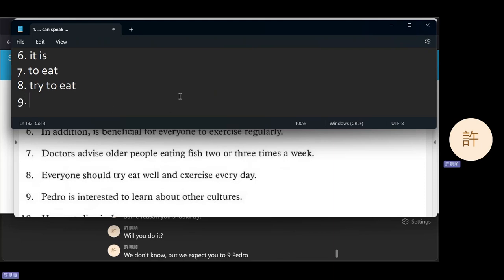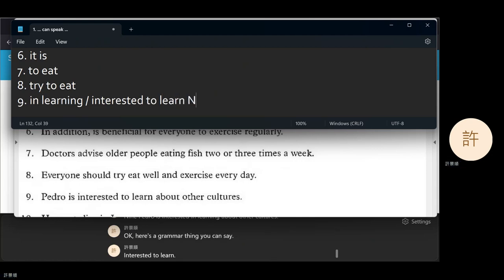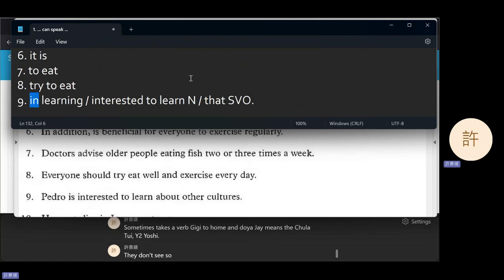9, Pedro is interested in learning about other cultures. Okay, here's a grammar thing. You can say interested to learn something. And this something might be an entire sentence. But if you use about, you must use in learning. Because interested in, the word in always takes a noun. Every preposition takes a noun except for to. To sometimes takes a verb. 介系词后面都要接名词除了to以外, to有时候接动词. So after in, you must have a noun.